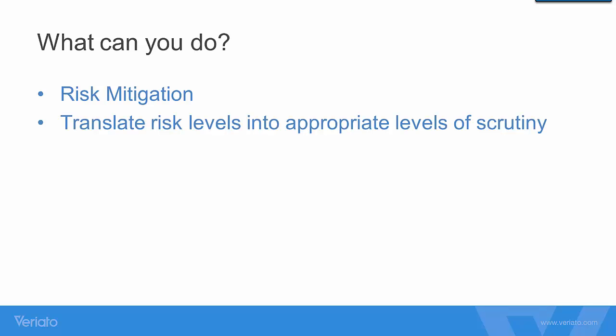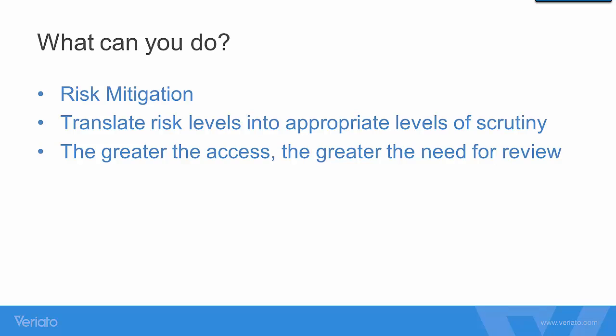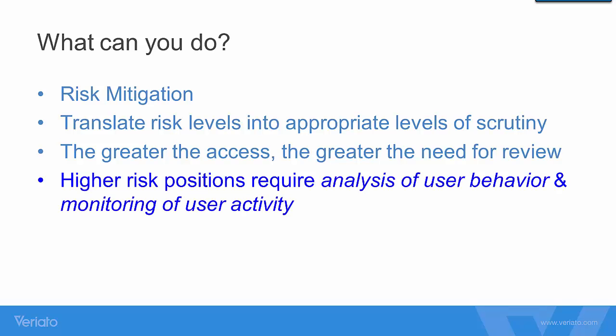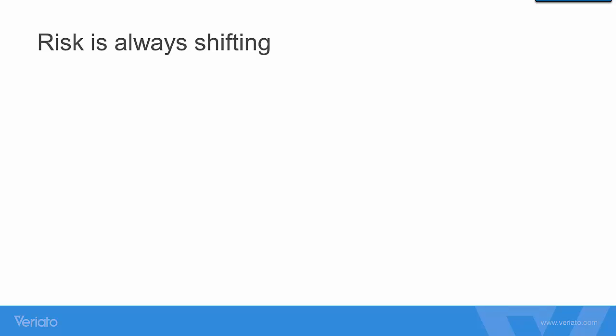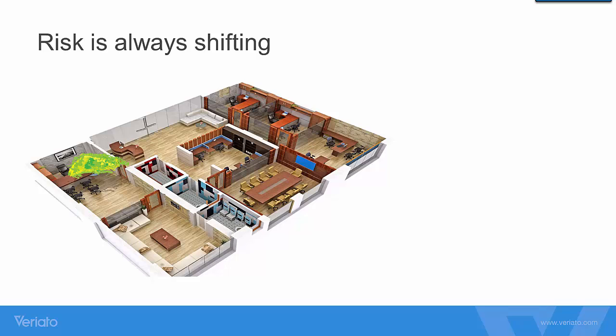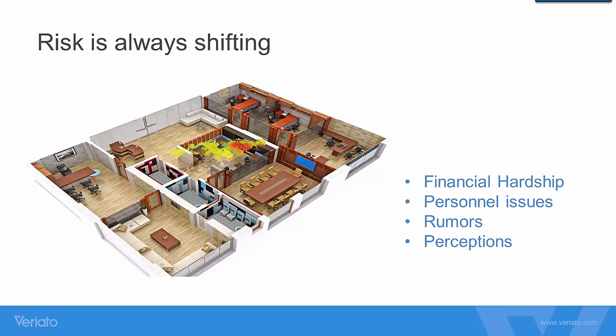You need to assess the risk inherent in every position within your organization and maintain appropriate levels of scrutiny aligned to the risk. As a starting point for assessing risk, the greater the access, the greater the need for review. Employ a mix of user behavior analysis and user activity monitoring for higher risk positions and insiders, while focusing on user behavior analysis for lower risk positions and insiders. Risk shifts throughout organizations over time, so risk levels need to be reassessed, often for reasons that information security may not have ready insight into. User behavior analytics can help detect shifting risk early before it becomes a threat.